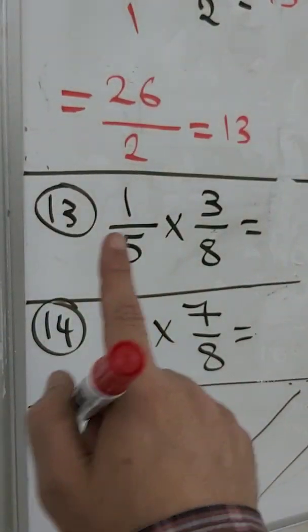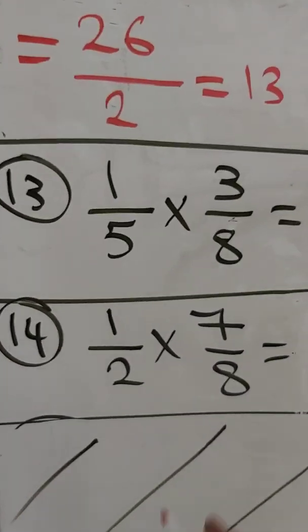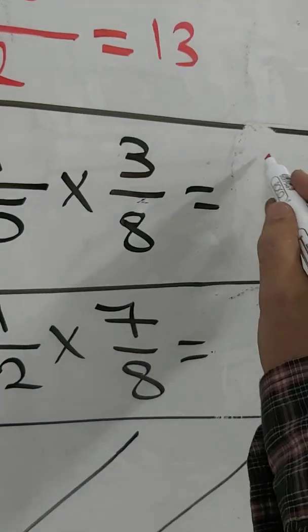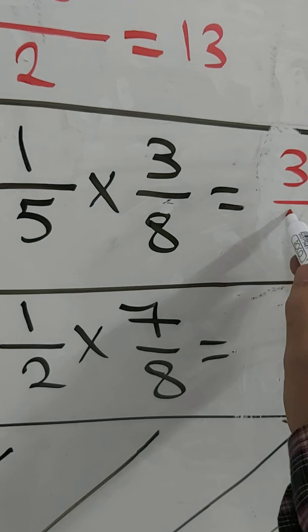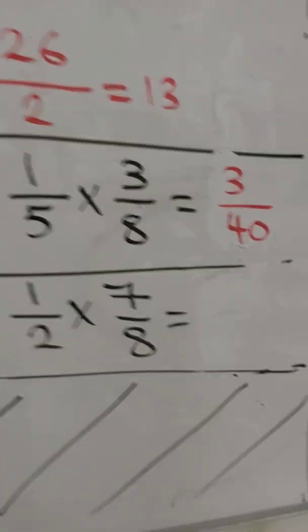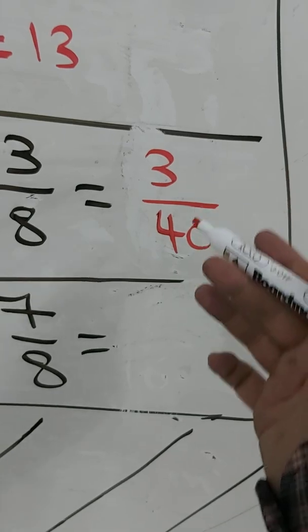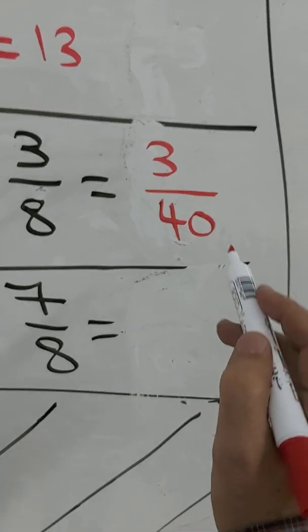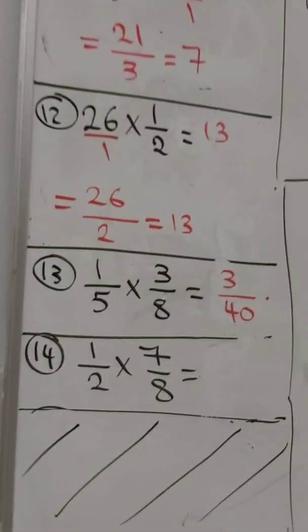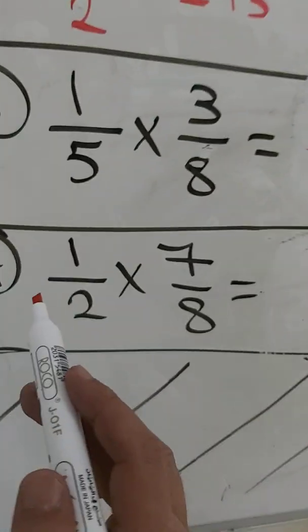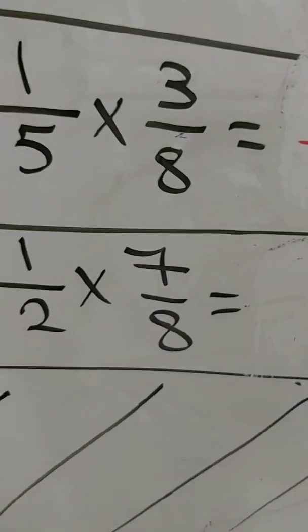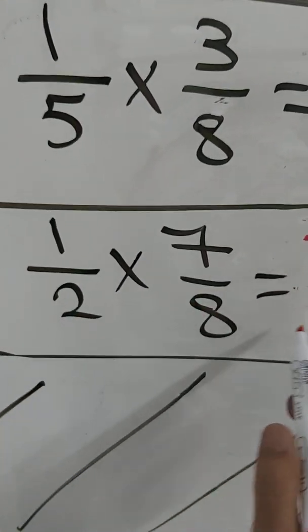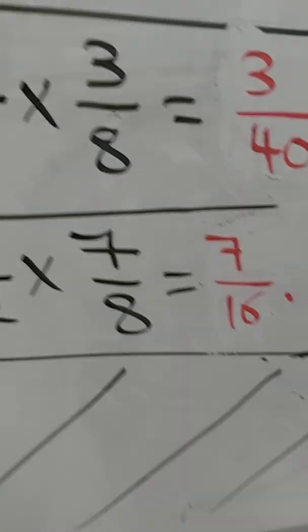Question 13, both are fractions. How do we multiply fractions? We multiply the numerators together and the denominators together. 1 multiply 3 is 3. 5 multiply 8 is 40. Now 3 over 40, if you find the GCF between 3 and 40, it will be 1. Means 3 over 40 is already simplified, so we leave it. Question 14, we have also 1 over 2 multiply 7 over 8. We multiply normally, 1 by 7, 7, over 2 by 8, 16, and it's also already simplified.